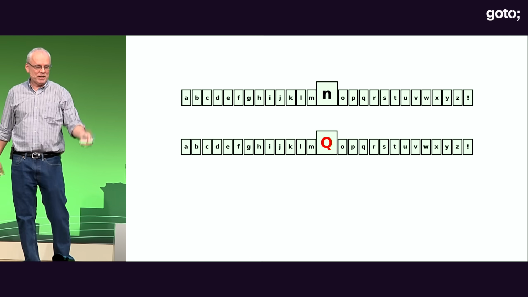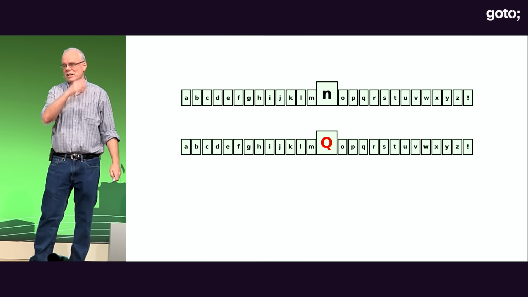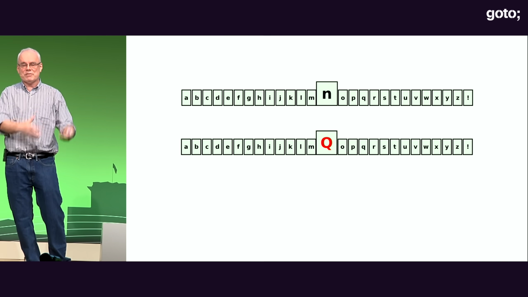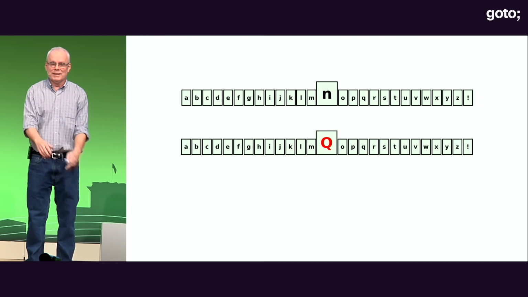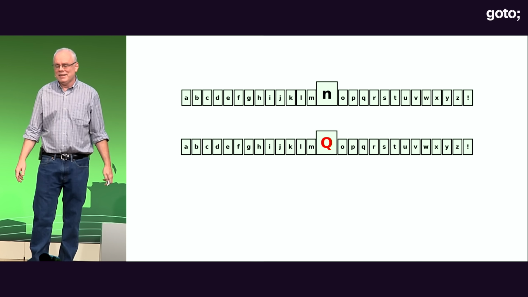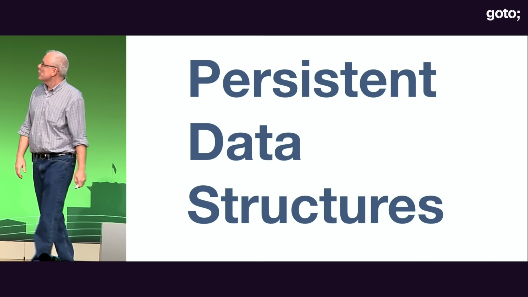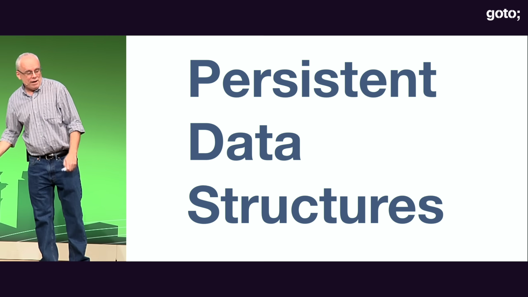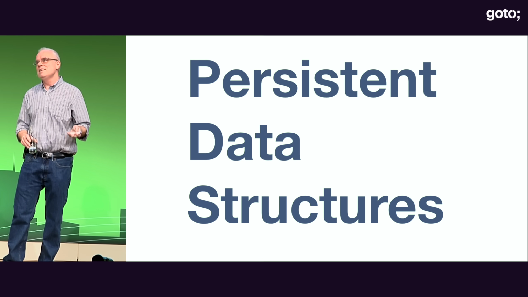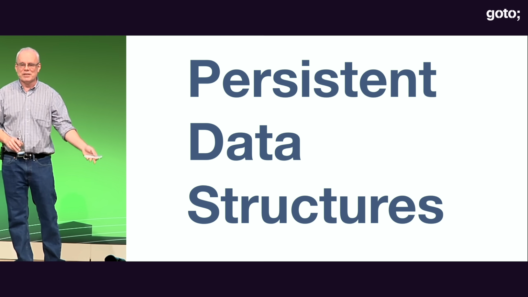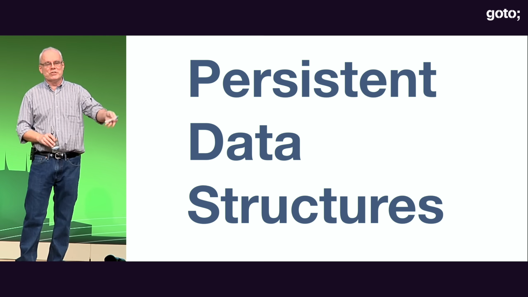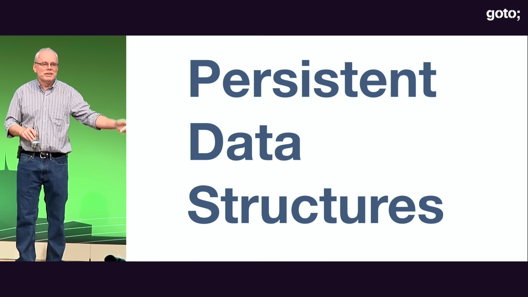Am I going to copy? I've got a 27-element array here. I'm trying to mess with the element in the middle. Do I have to copy all 27 elements? It turns out we can do better than that. It turns out some very clever people have come up with something called persistent data structures. And here, persistent doesn't mean saved to the database or saved in a file. It's just an unfortunate word they picked for something completely different.